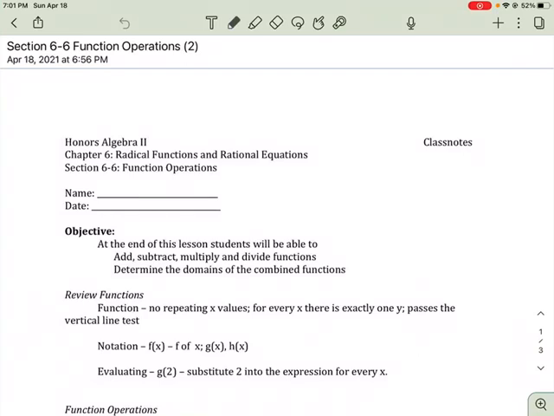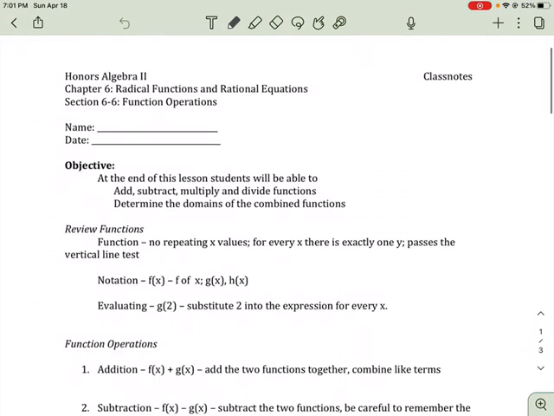Hi everyone. So today we're going to work on operations involving functions. So we're going to be doing the add, subtract, multiply, and divide with functions. And we're going to look at how that affects the domain of these functions, like putting them together, what happens. So at the end of today, we're hopefully going to be able to perform the operations on the functions and then determine the domain of these combined functions.